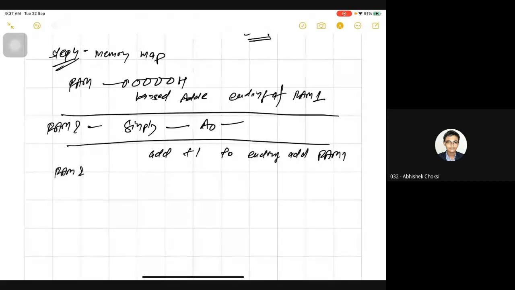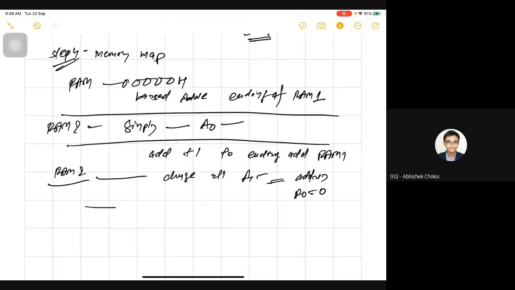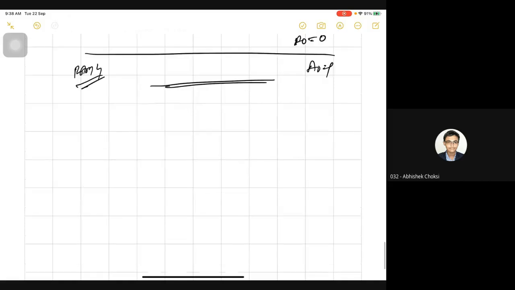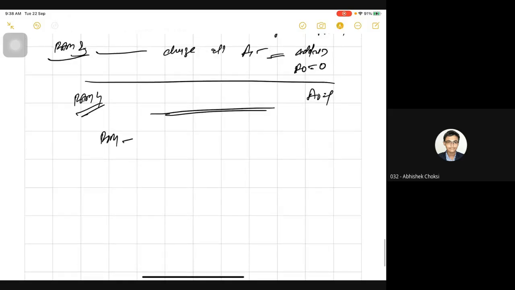Follow the same procedure. Change all of A1 up to the number of address buses that you have found. Keep A0 equal to 0. So this is your RAM 2, sorry, this will be your RAM 3, and then A0 equal to 1 will be your RAM 4, right? And for ROM, you have already found the starting address, so write the starting address directly.